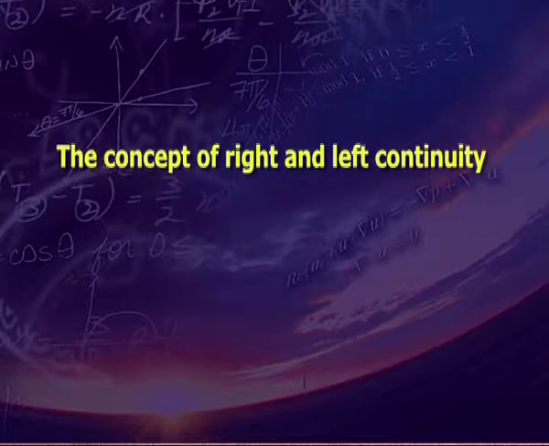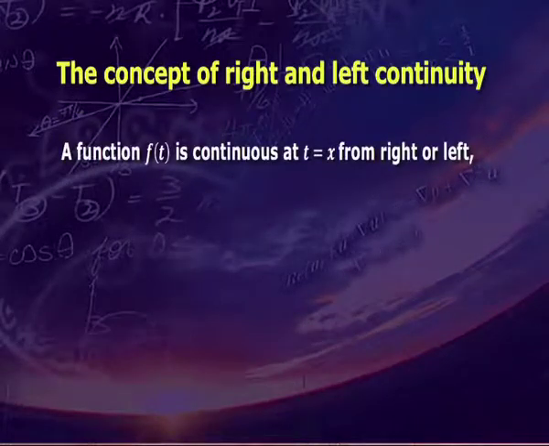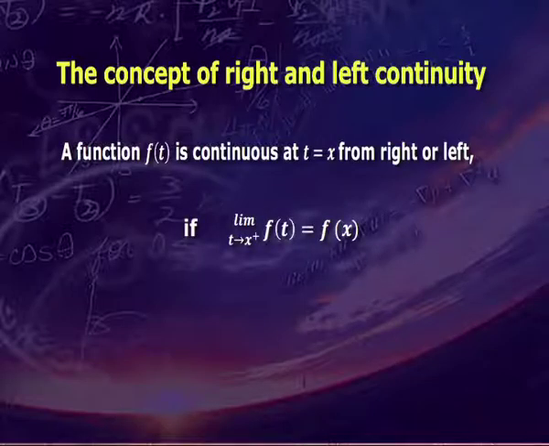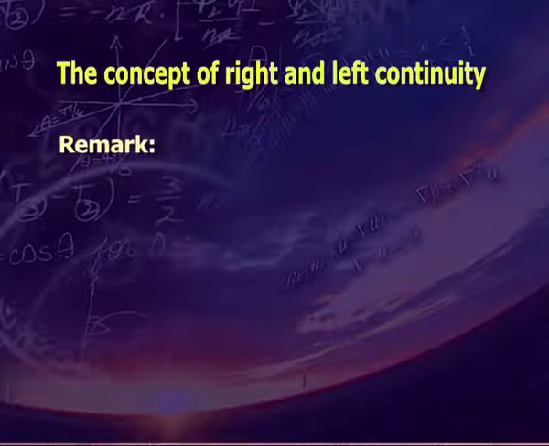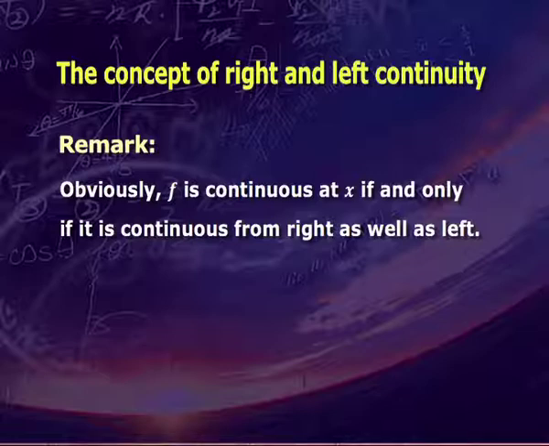Since these three things happen for polynomial functions everywhere, all polynomial functions are examples of continuous functions on R. The concept of right and left continuity. A function f(t) is continuous at t equal to x from right or left if the limit of f(t) as t goes to x plus is f(x), or the limit of f(t) as t goes to x minus is equal to f(x) respectively.